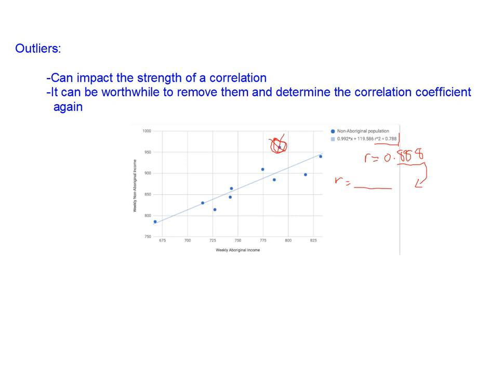And sometimes when you're analyzing data, it's worth looking at removing those outliers, especially if there's good reason to. So there's a summary of correlation coefficients, what they are, what they mean, and how to calculate them.